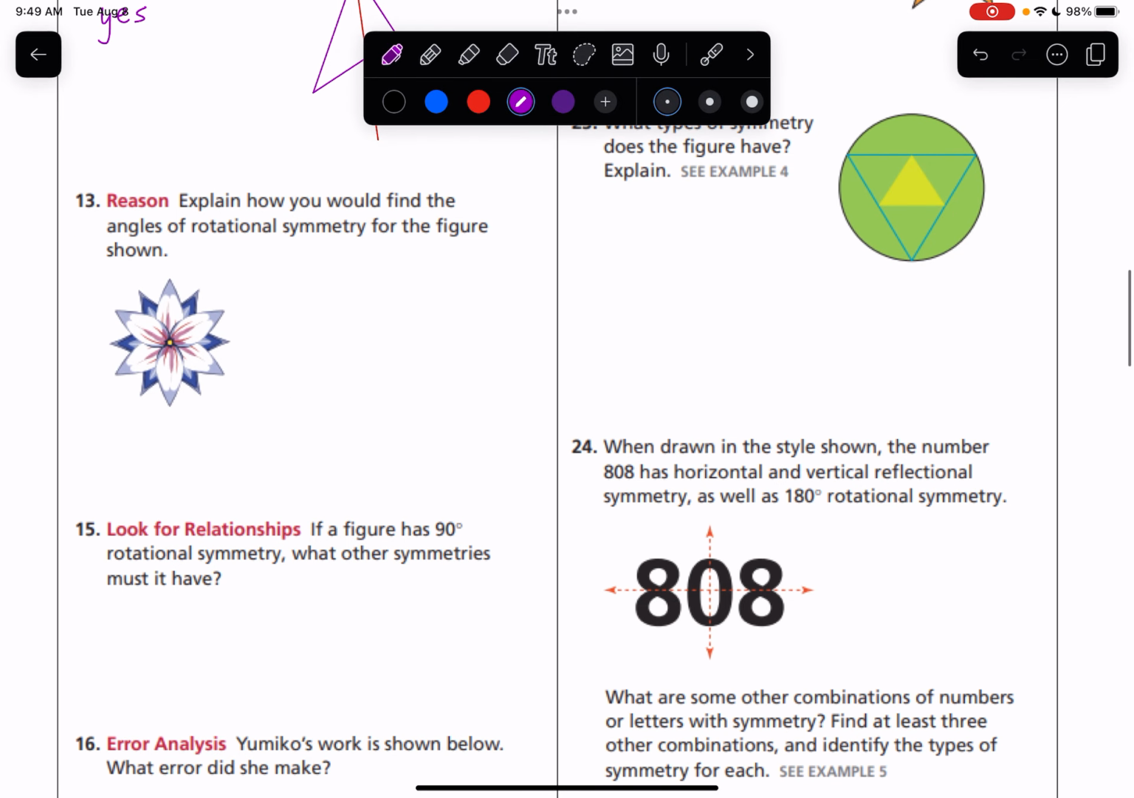Number 13, explain how you would find the angles of rotational symmetry for the figure shown. So first, we have to figure out how many rotations this would be, or how many main petals it would have. It looks like it's got 3 petals on top, right? It's got 1, 2, 3 petals. And then it has other petals underneath, right? It's got like this petal, this one, and this one that are underneath. And it's got some more underneath that.